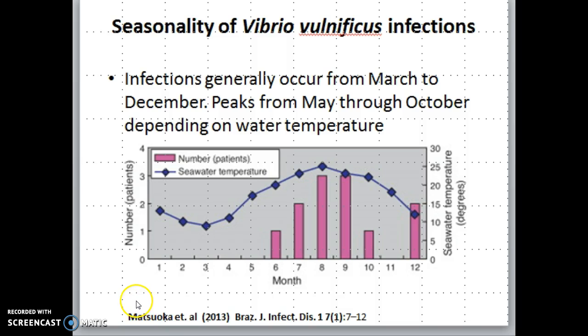So this is a graph taken from a paper in Japan, and what we're seeing in the pink bars are number of sick patients. And in the blue line, we're seeing seawater temperature. And so you can see that in the parts of the year where seawater is very warm, that's when you see infections. When seawater is cool, we see zero to no infections. And so what we see in the United States is Vibrio infections that occur basically in the warm summer months. Here we're in a different hemisphere. So again, just note that it is infections associated with warm summer months.